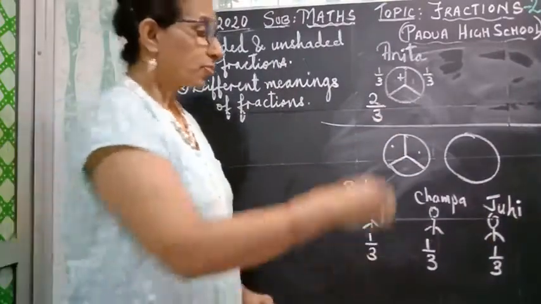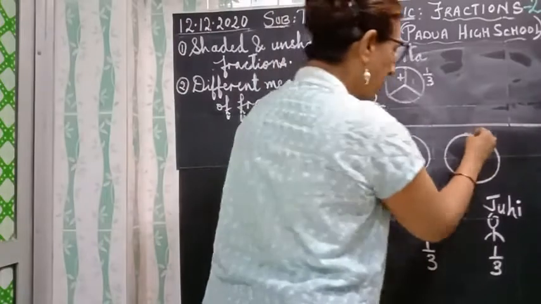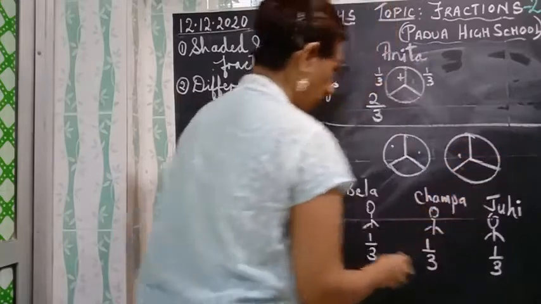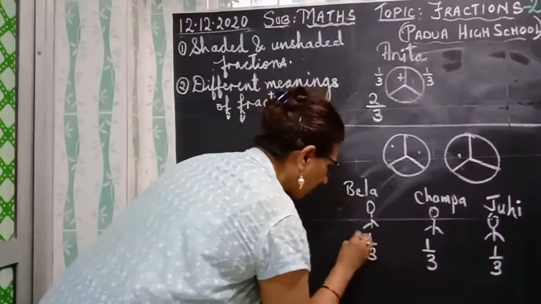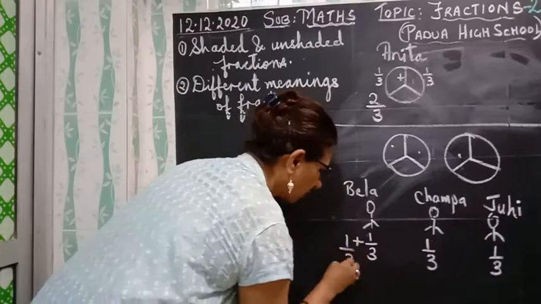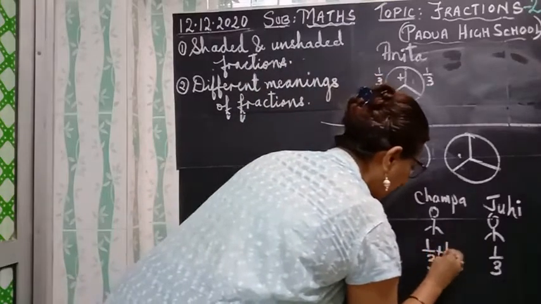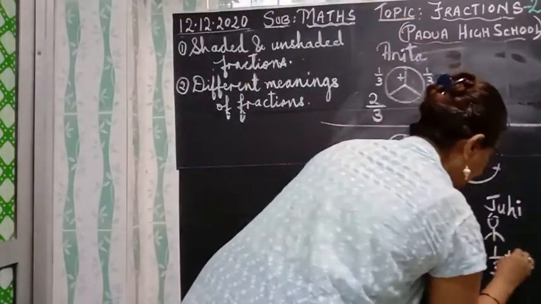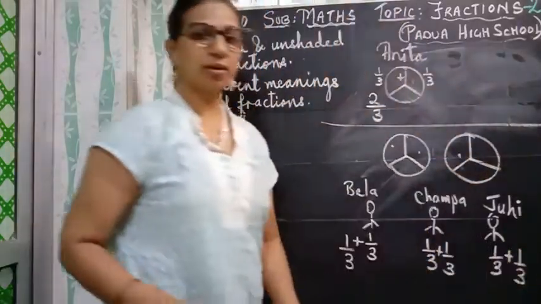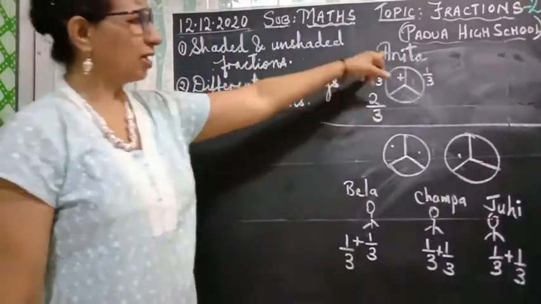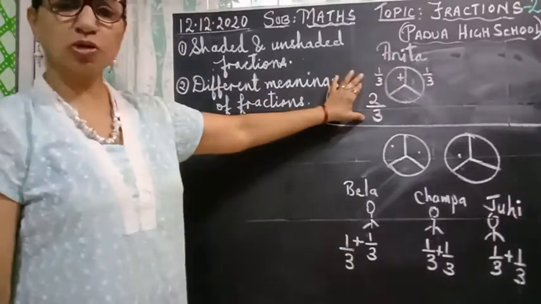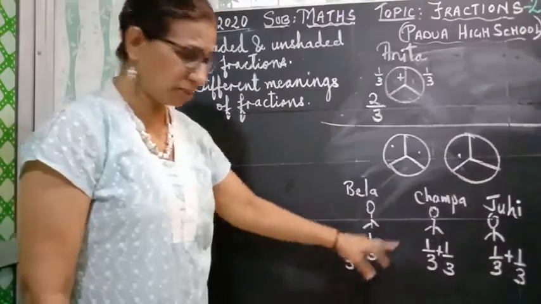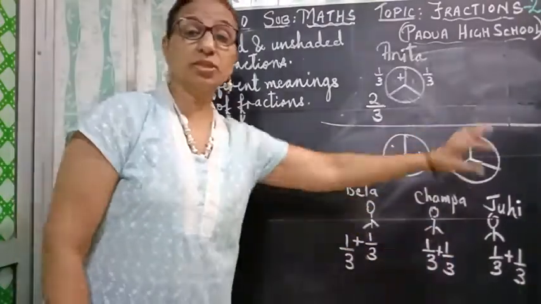Finished. Now again there is 1 more chapati. Once again her mother will divide this into 3 equal parts, and again 1 portion will go to Bela. So she will get plus 1 upon 3. Champa will also get plus 1 upon 3, and again Juhi will get plus 1 upon 3. Now if you saw here, Anita had 2 portions of one, 2/3 of the chapati. Now each of them has got a 1/3 portion of both the chapatis each.